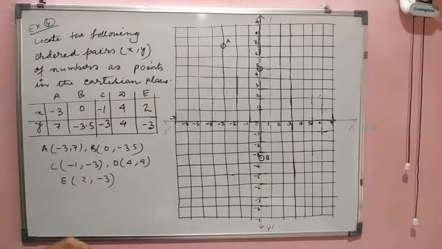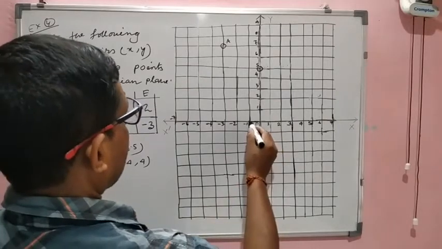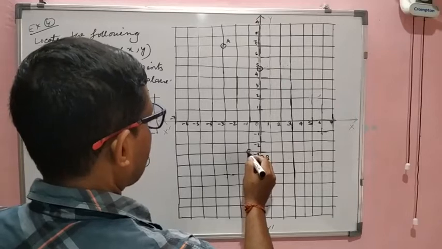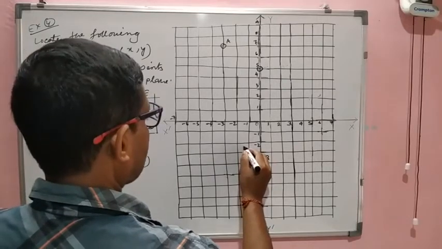Next, (-1, -3). Definitely it will be here: (-1, -3). This will be the point C.